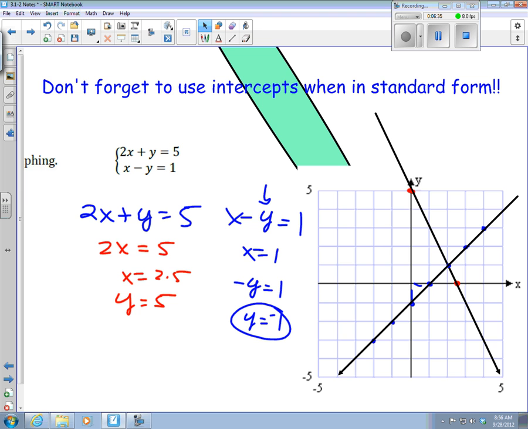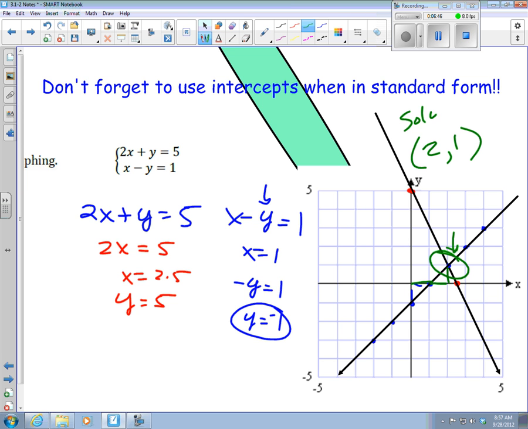There we go. Where do they intersect? Right there. The coordinates of that point are (2, 1). (2, 1) is the point of intersection, so that's my solution. The solution is the point where the two lines intersect.